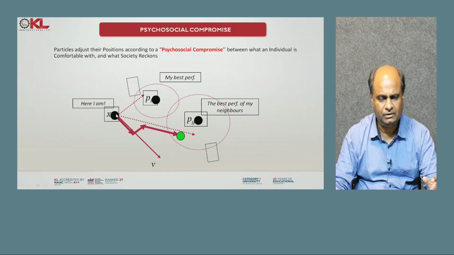So you are either at X, moving to the P best, another location independently, or you want to go to your friends. And the velocity you have to identify, and this velocity will be randomly selected, whether you are going to my best performance or you are going for the best performance of my neighborhoods. That is your combined effort.